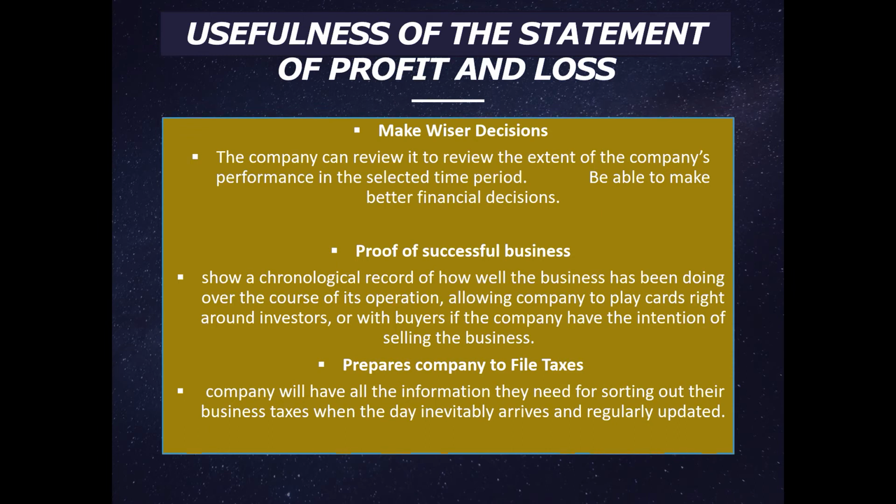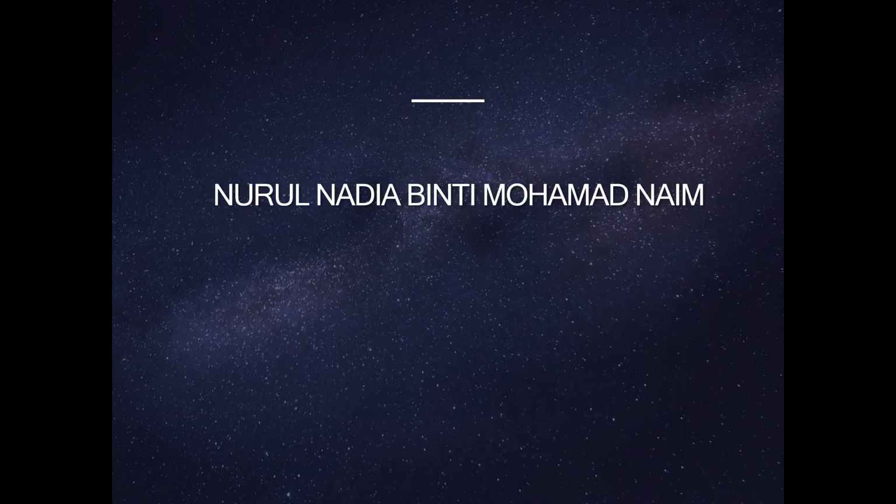Usefulness of the statement of profit and loss. Make wiser decisions. The company can review the extent of the company's performance in a selected time period. Be able to make better financial decisions. Proof of successful business. It shows a chronological record of how well the business has been doing over the course of its operation. It allows the company to play its cards right with an investor or buyer if the company has the intention of selling the business. Prepare the company to file tax. A company will have all the information they need for supporting their business tax, when the data is available and regularly updated.